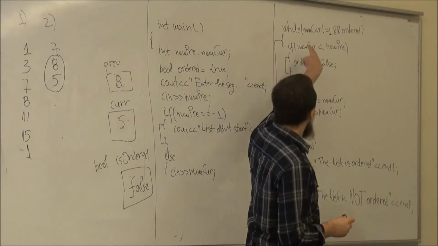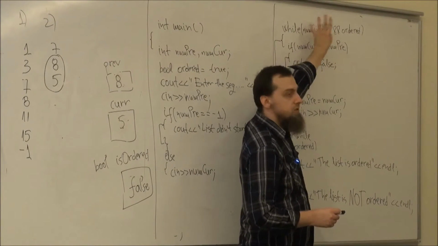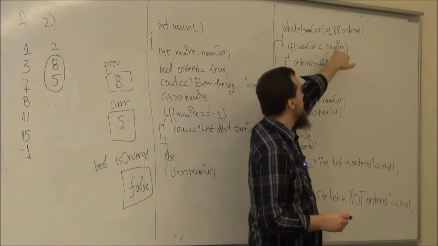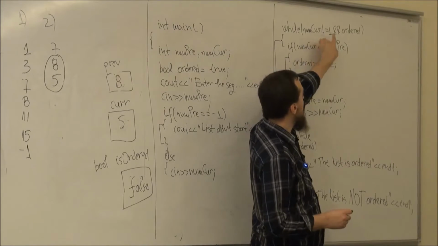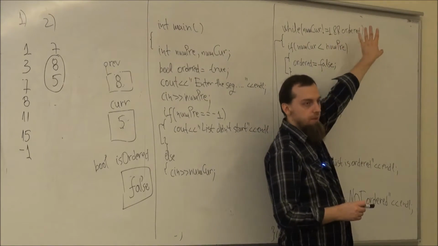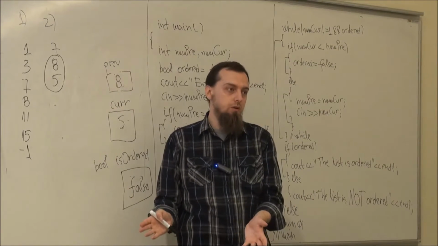Yeah, that's why. If the current number is not equal to 1, then we stop. This is going to be false, whatever the value of the order. But if it's not 1, but the order is false, we stop again. So we stop when we give -1 or when we see that this is not ordered.